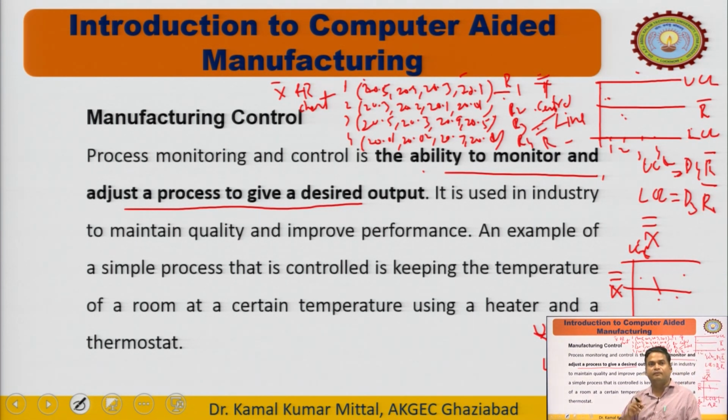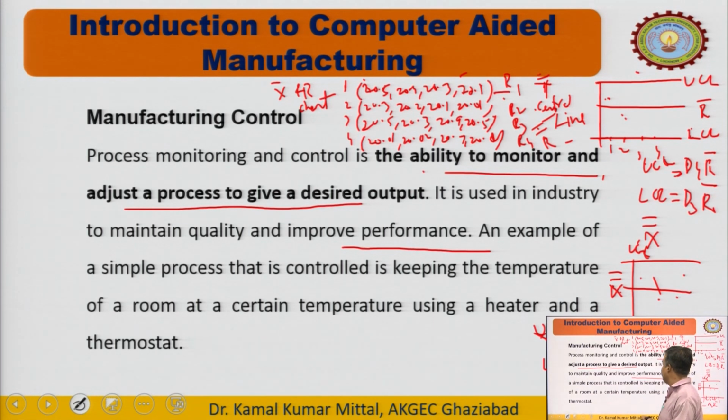see if there is a sample which is falling outside the limit, then we have to see what is the reason. So, this way all these analyses we can do on the computer using Minitab, and we can monitor the process and adjust a process to give a desired output, and therefore, we can control the desired output. It is used in industry to maintain quality and improve performance.